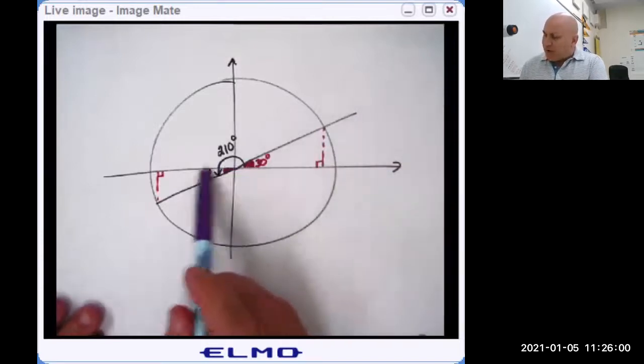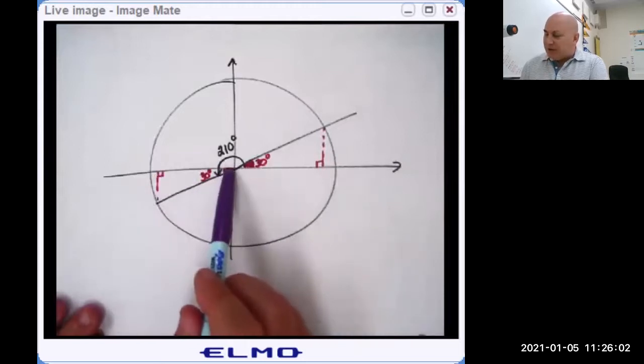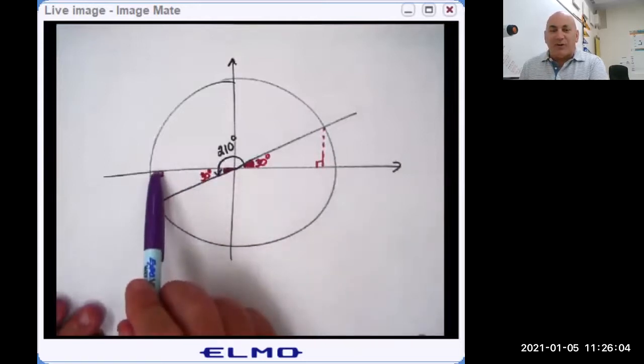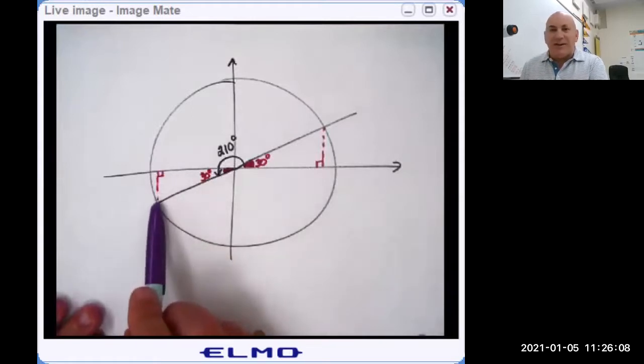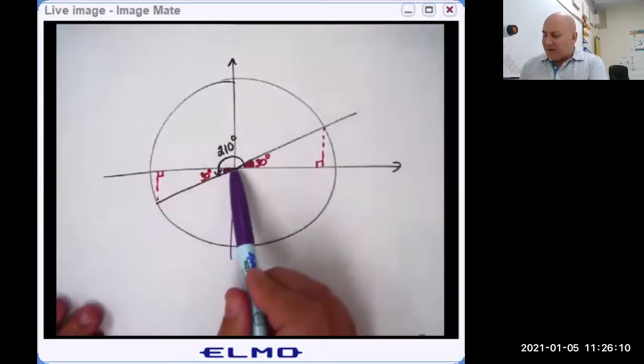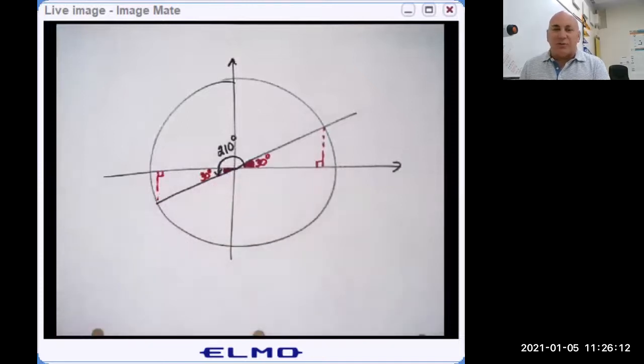Well, now over here, the cosine of 210 is going to be negative √3/2. The sine of 210 degrees is going to be negative 1/2, and the tangent will still be √3. So let's look at an example.